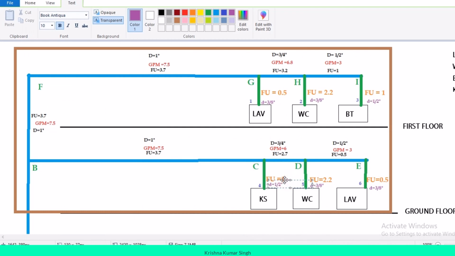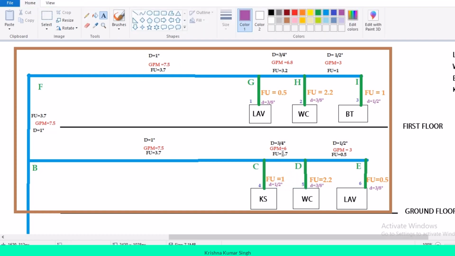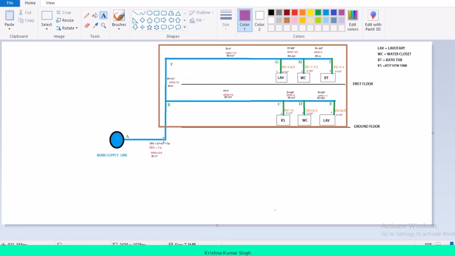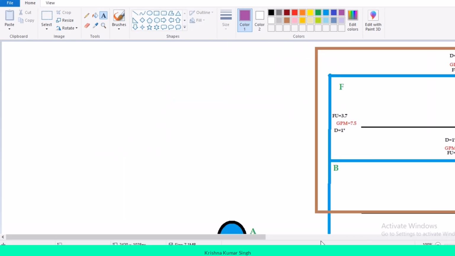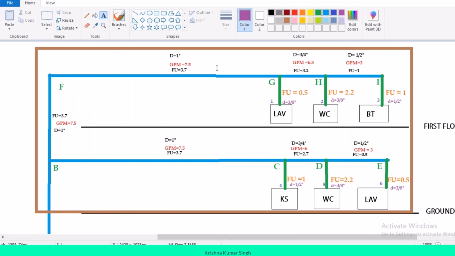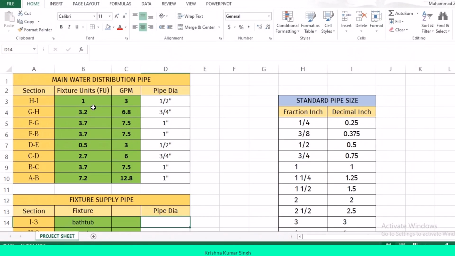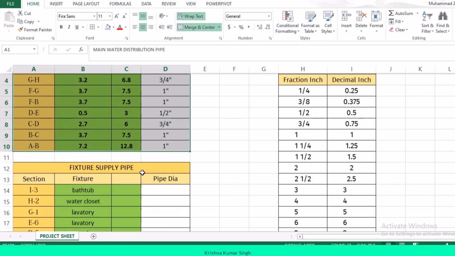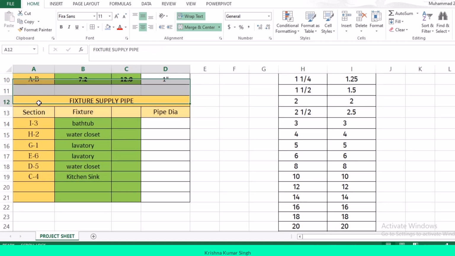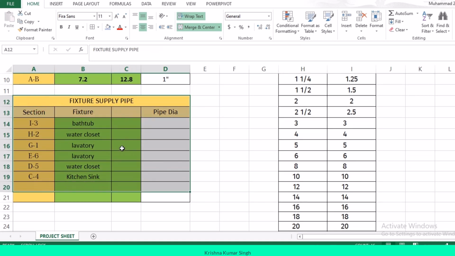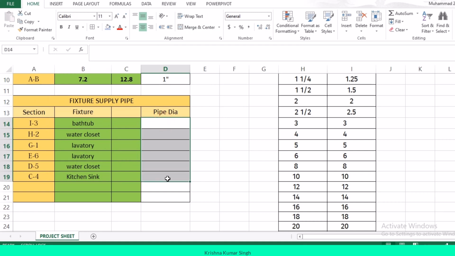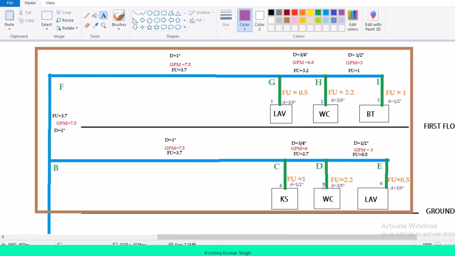So this is how we have calculated all the dias of each section for water distribution pipe, for water service pipe, for fixture supply pipe. All the dias have been calculated. Now you can transfer all the answers into this Excel sheet to avoid any confusion. We also do it for fixture supply pipe over here, so that in near future when you open this sheet you can easily read all the information without going through this riser diagram.